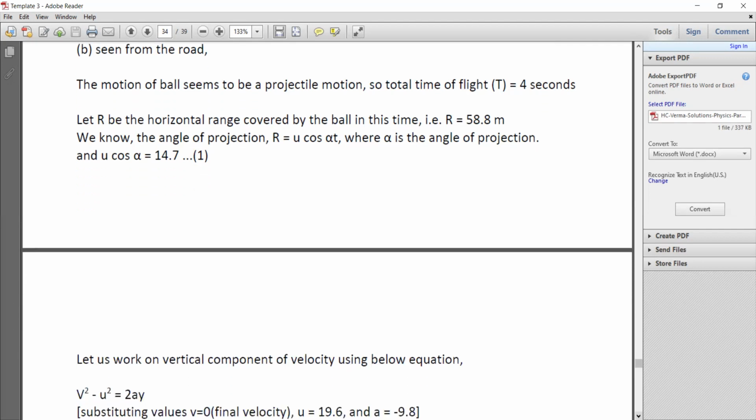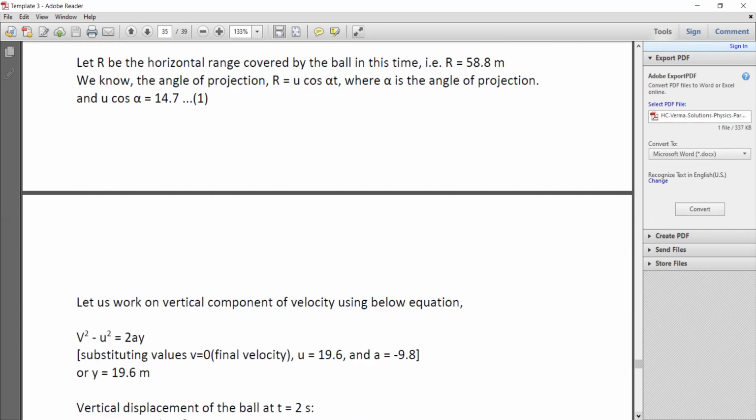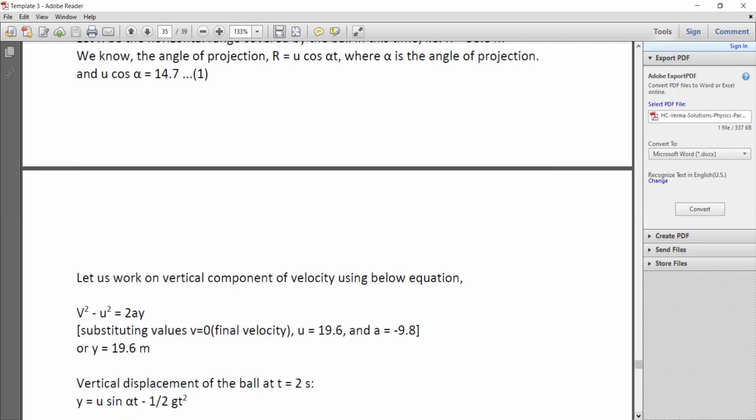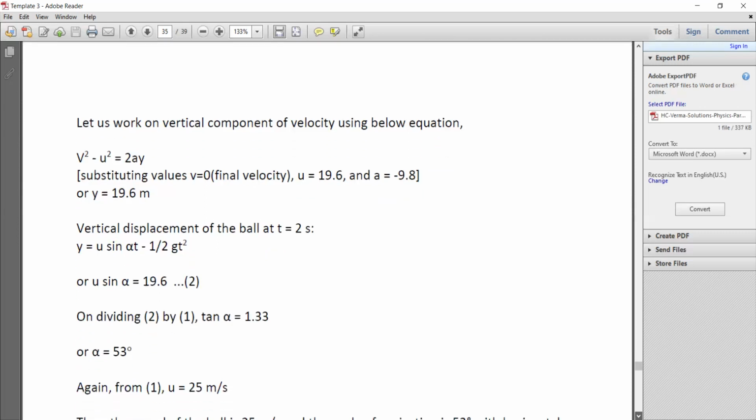B. Seen from the road, the motion of the ball seems to be a projectile motion, so total time of flight T equals 4 seconds. Let R be the horizontal range covered by the ball in this time, i.e. R equals 58.8 meters. We know R equals U cos alpha T, where alpha is the angle of projection. And U cos alpha equals 14.7. Equation 1.